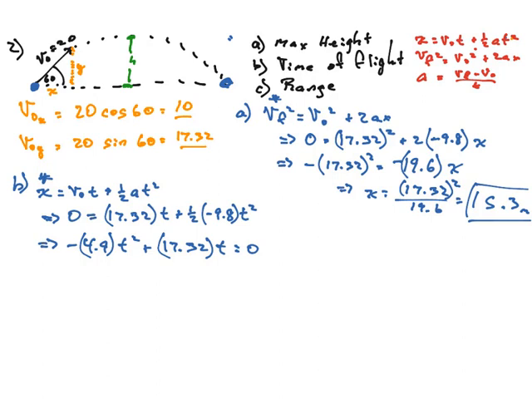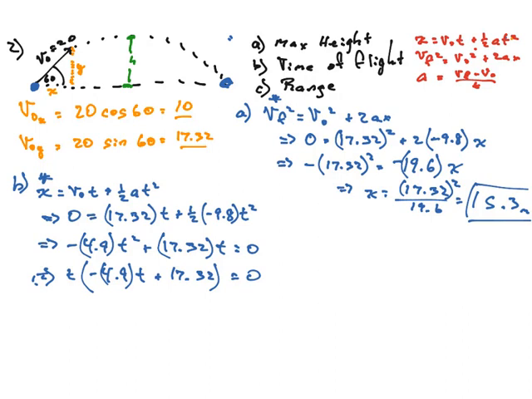All I have to do, notice there's a t on both terms. Let's factor out a t. So I get t times negative 4.9 times t plus 17.32 equals 0. Right? I took one of the t's from the first term, and I took the t from the second term, pulled it outside, and everything that's left is in the parentheses.